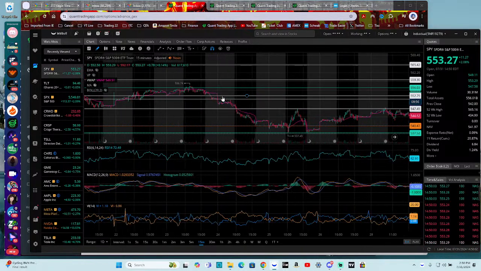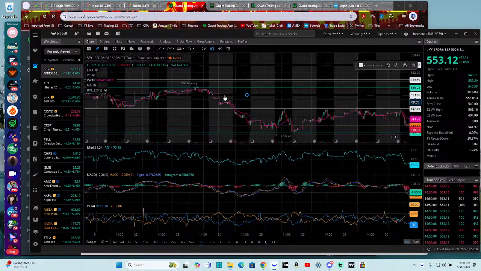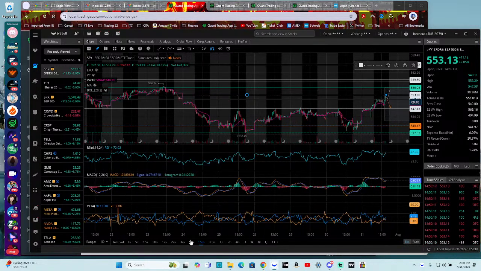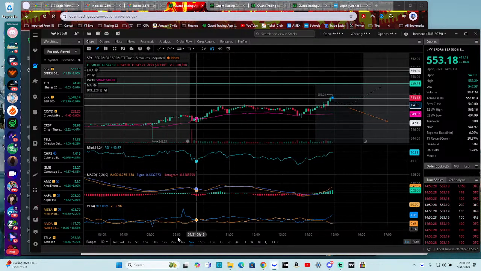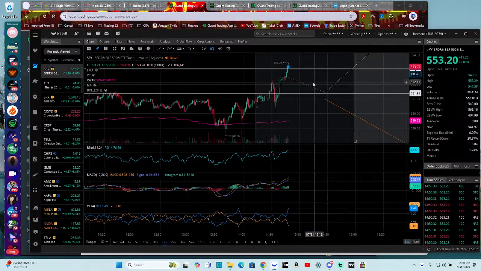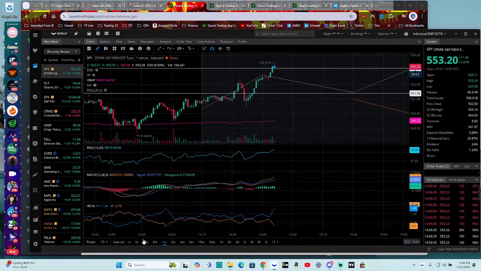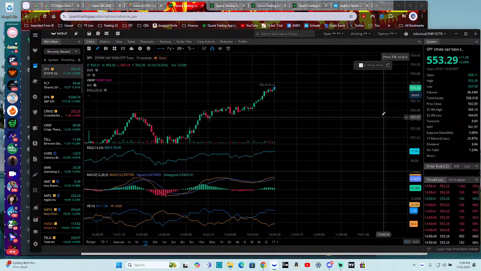Why do we draw this line? That doesn't make sense, right? That makes more sense. 53.10. And that's going to be a support break. The resistance here, that's the main one. Let's see how low can you go?